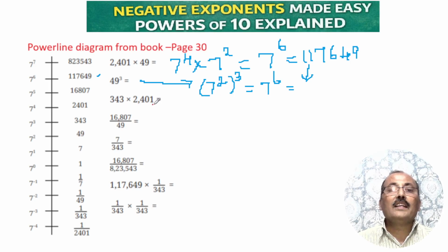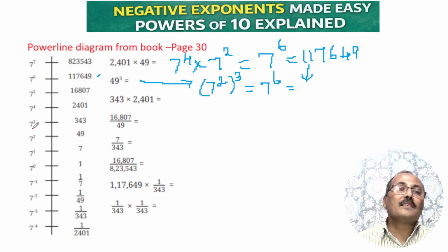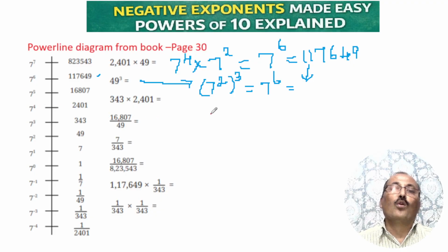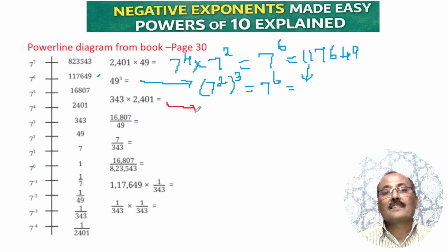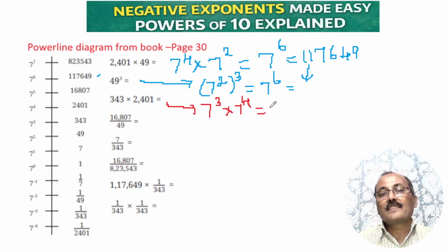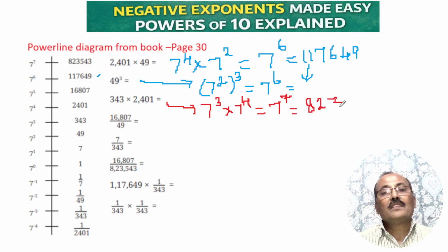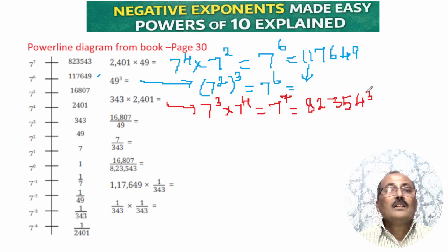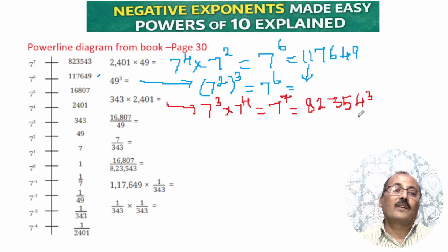Now 343 into 2401. 343 means 7 power 3 into 2401, 7 power 4. So for this one the answer is 7 power 3 into 7 power 4, that is 7 power 7. That you can write as the answer. We know, so I am writing the answer 8,23,543. 8 lakhs 23,543. Likewise, you do these sums.